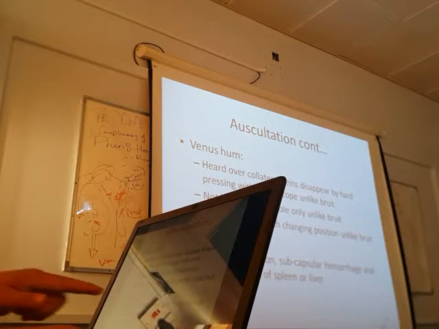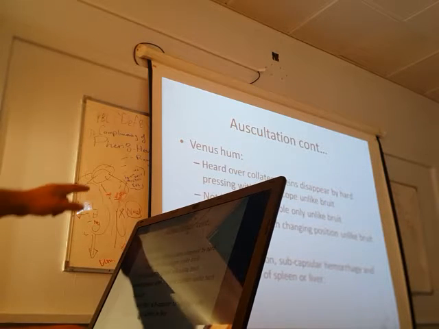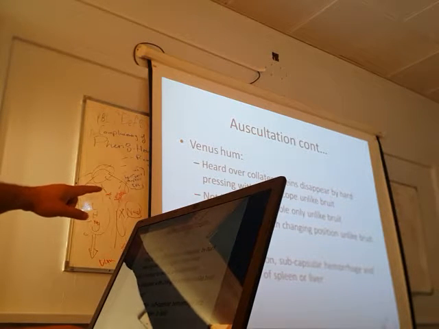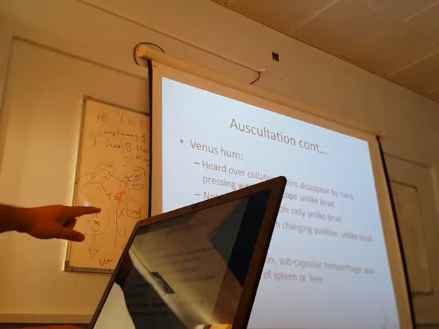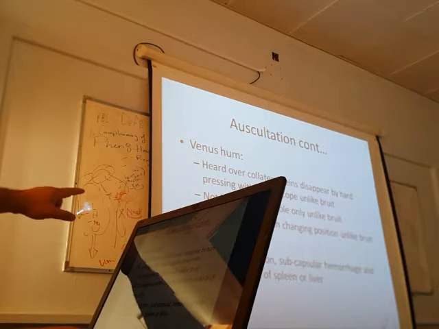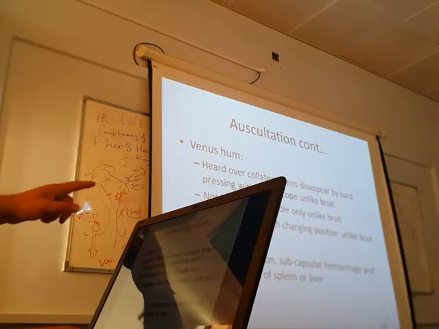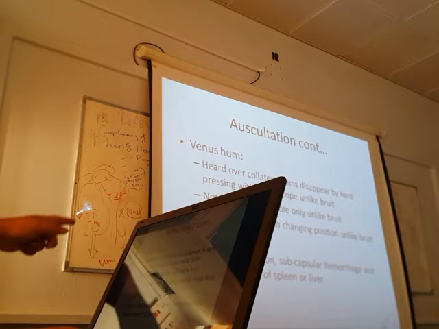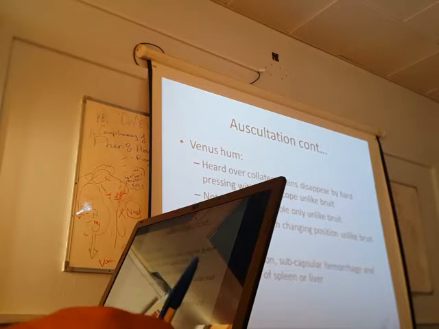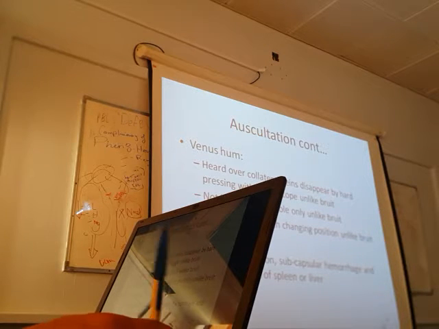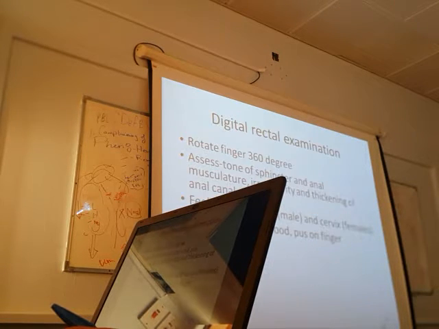Yes. Friction rub is seen in infarction. You see here, subcapsular, there's a capsule for the spleen also, subcapsular hemorrhage. So in infarction, subcapsular inflammation, splenitis or perihepatitis. So splenitis, perihepatitis, then infarction and subcapsular hemorrhage.